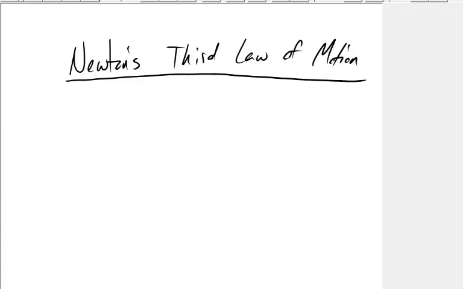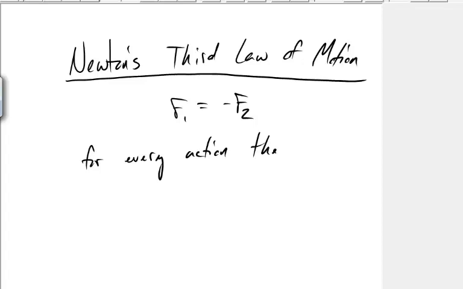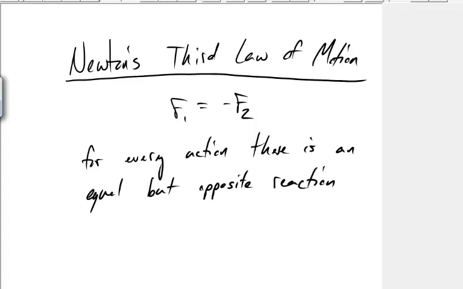Well, the third law is that there's two forces acting on an object, both opposing each other. Math-wise, I would write this, and since they're opposite, I can get away with a negative sign. So for every action, there is an equal but opposite reaction. That's an important one of Newton's laws.